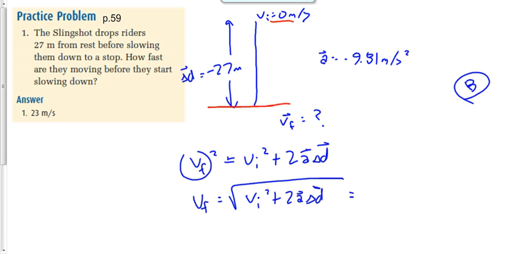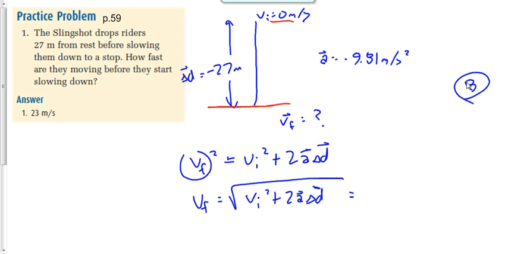Okay? The slingshot drops riders from rest. It doesn't always say that it drops from rest. If this question said the slingshot drops riders 27 meters, blah, blah, blah, then reading between the lines, we'd still know that VI is 0 meters per second, right? If it throws them, then that's something different altogether. But if it drops them, VI is equal to 0.